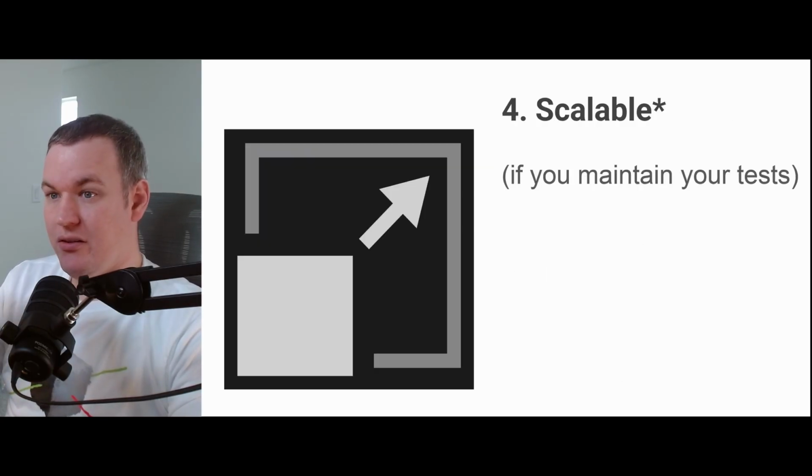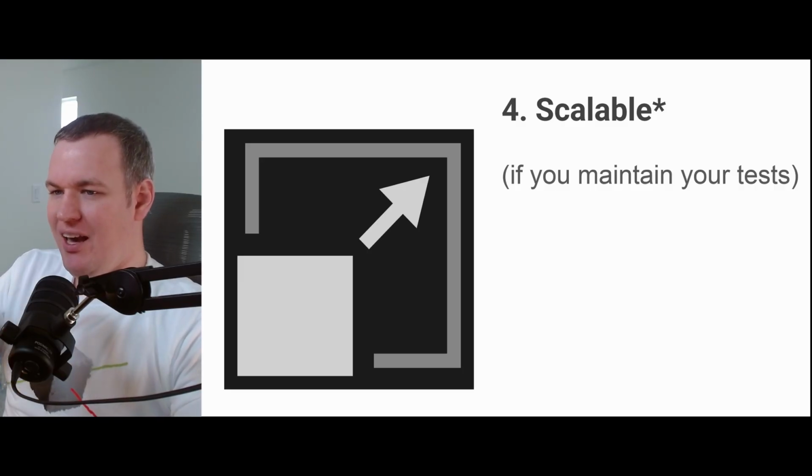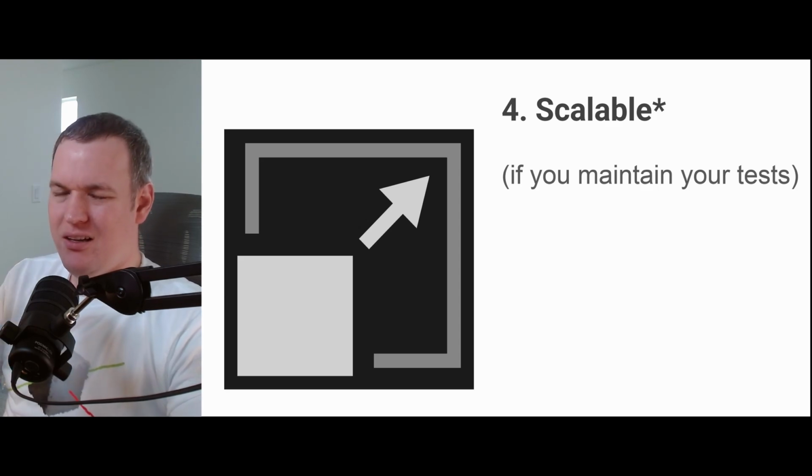Fourth is scalable. Now, scalable has an asterisk, and it's only if you maintain your tests. Now, story time, earlier this year, I was working on Seam Boost, which is an add-on that's not mine, but I was helping contribute to it. And I was making tests as I coded for a long time, and I was like, you know what, I don't need to make more tests. I can just focus on the coding for a while and get that done quicker.